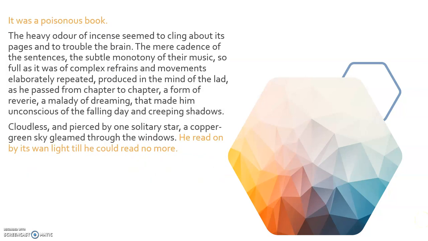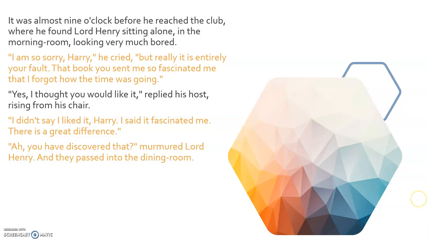And he notes that it's a poisonous book because it's kind of filled with the ideas that one shouldn't think about. But he reads on and he becomes obsessed with this book. And he's late for meeting Lord Henry, and he says, I'm sorry, but it's because the book you sent me fascinated me so. And then they talk about the difference between liking something and being fascinated by it. And Lord Henry is interested that Dorian has noticed there's a difference.